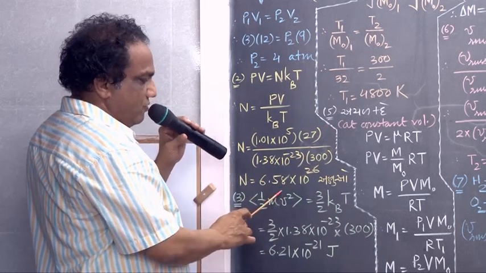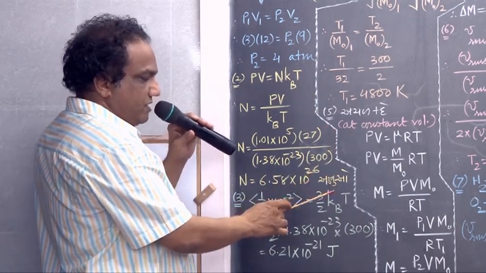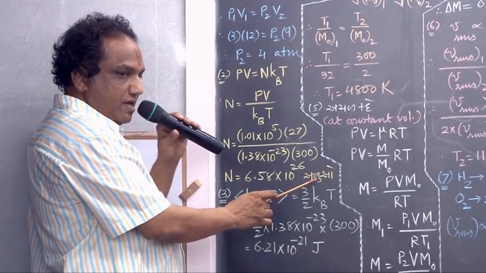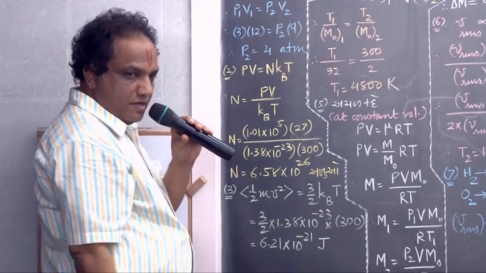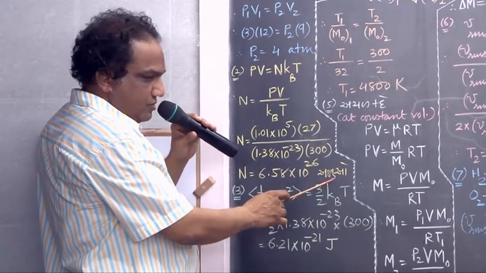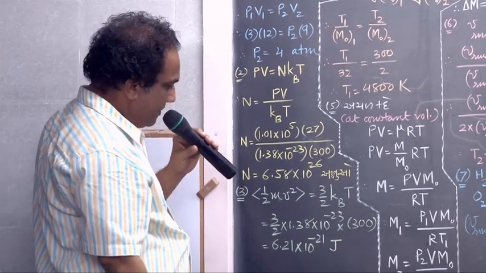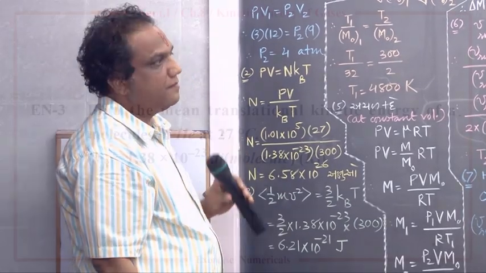Simplify. Answer is 6.58 into 10 raised to 26. This many molecules. Here you should write molecules. Have you written? Write down this many molecules. Read next, number 3.